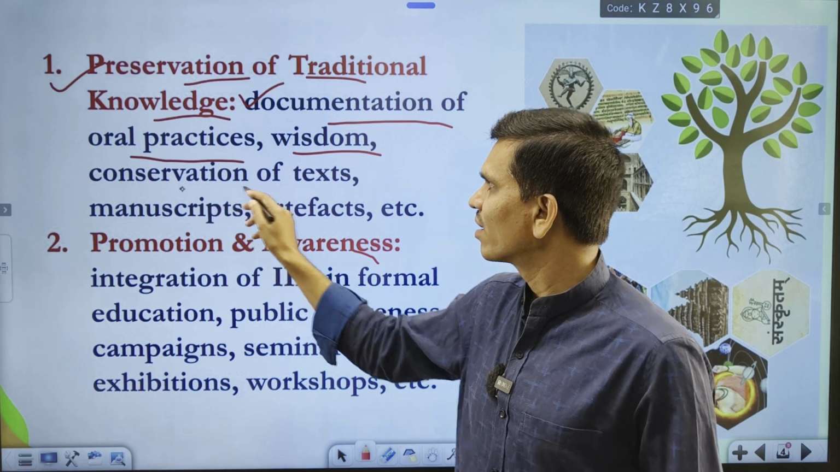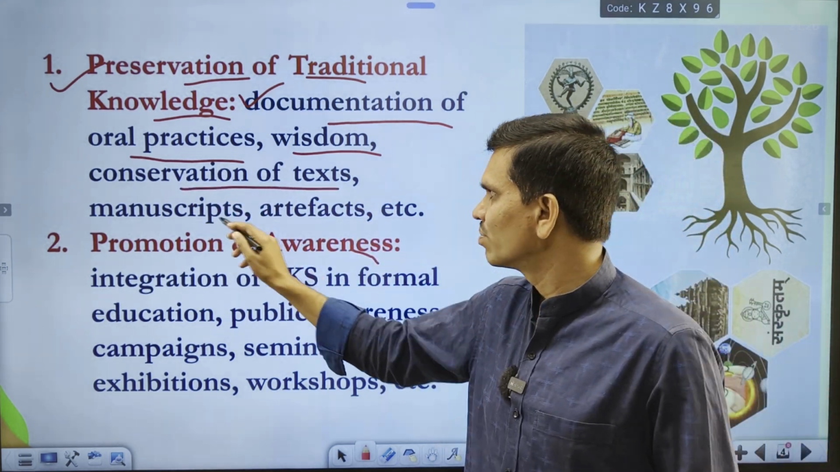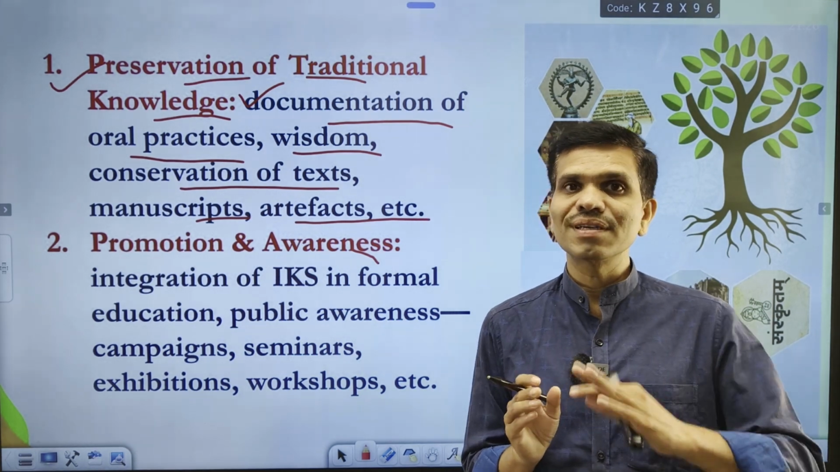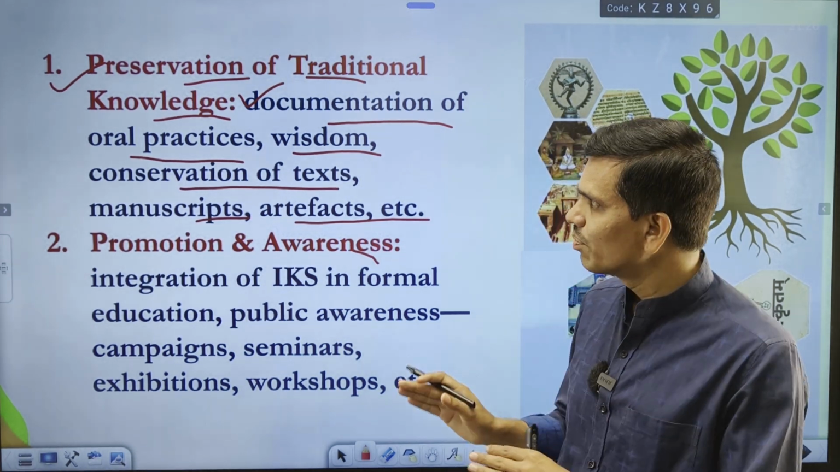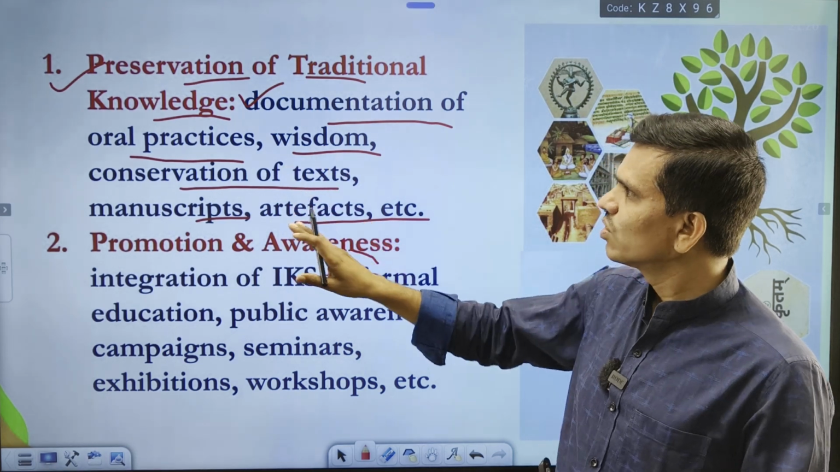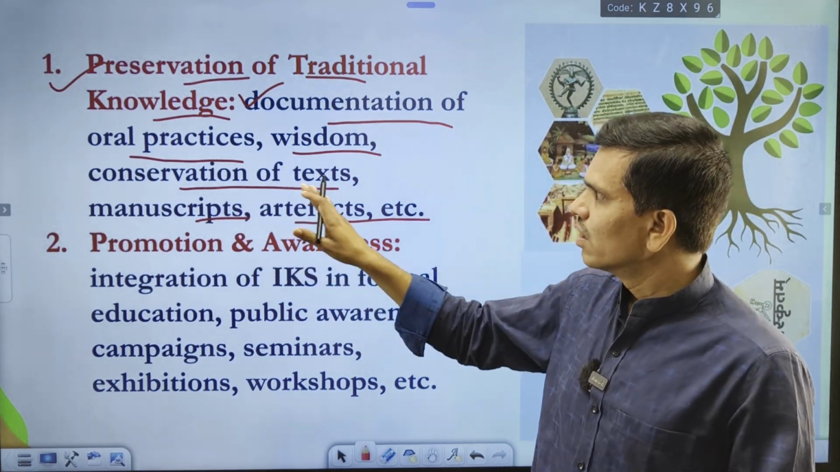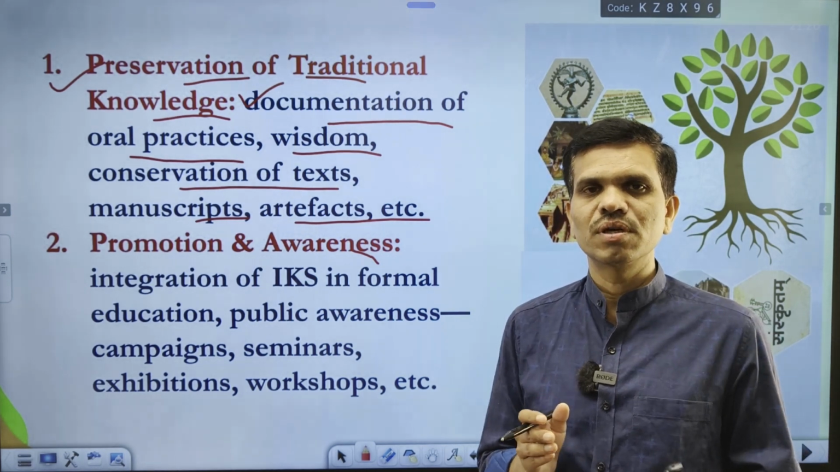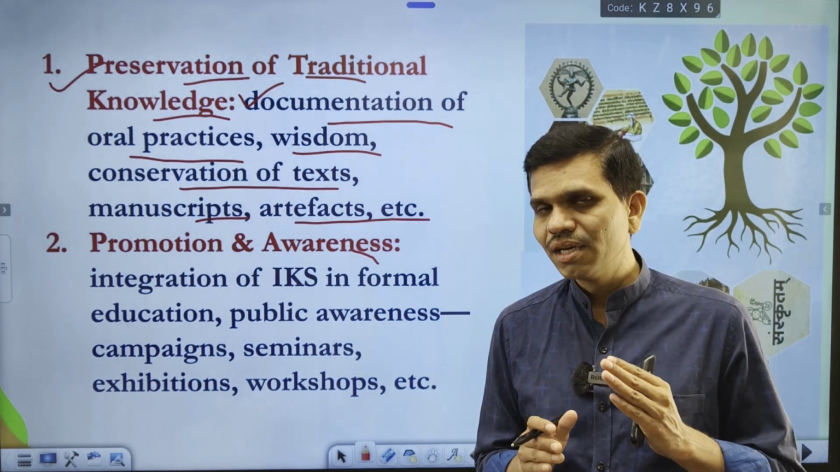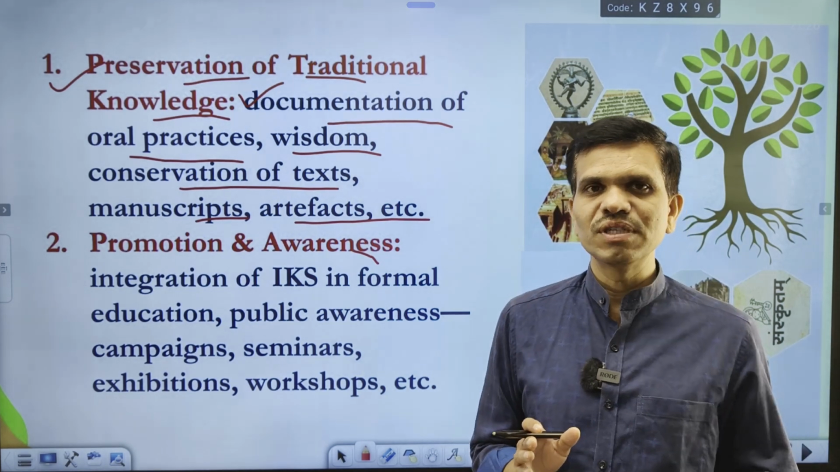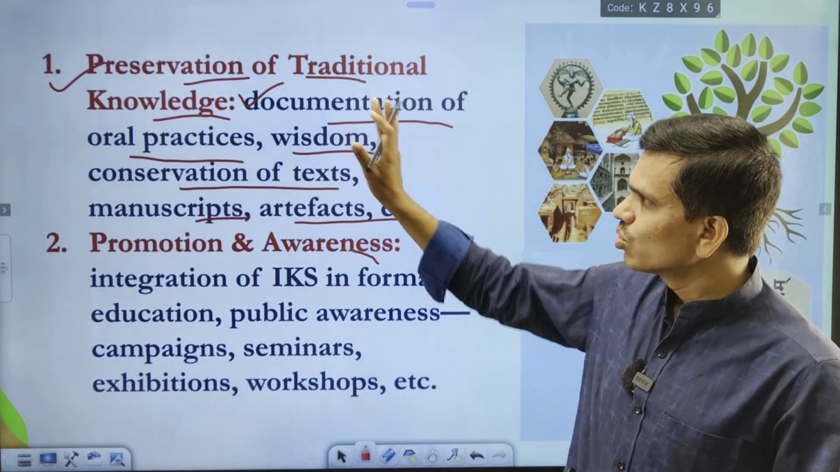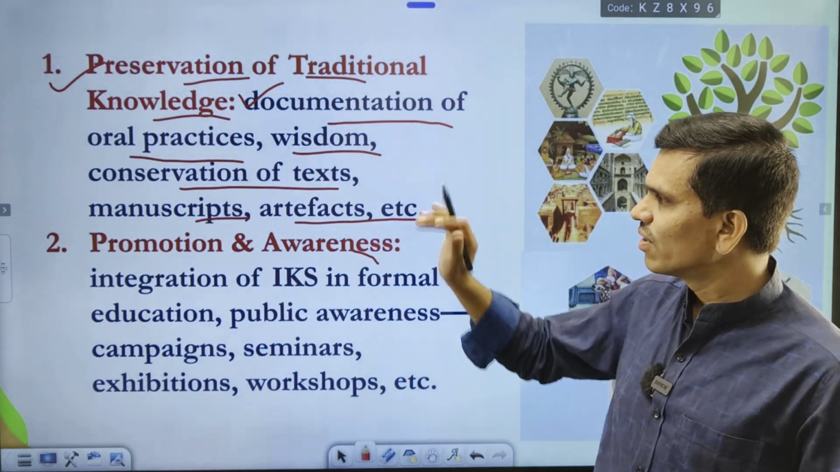Second, wisdom and conservation of texts, manuscripts and artifacts. So these all things are very important in the preservation. So we will preserve our ancient wisdom, our conservation of texts. There are literary texts, manuscripts in which we find great Indian knowledge of different fields, of different sectors. So we can preserve all this knowledge through documentation. This is the first objective.